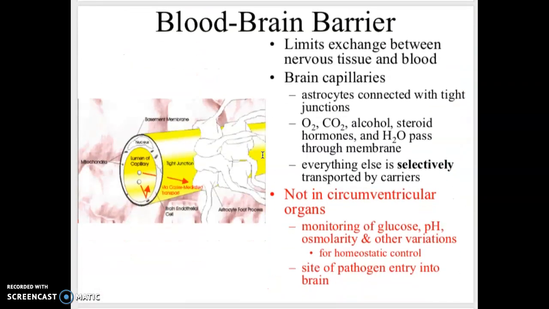The blood-brain barrier is what I was talking about previously, and this is basically just the capillaries inside your brain being connected with tight junctions. So that means that these capillaries are not very leaky. Things have to be selectively transported. The only things that can be transported pretty easily: oxygen, carbon dioxide, alcohol, some hormones, and water.